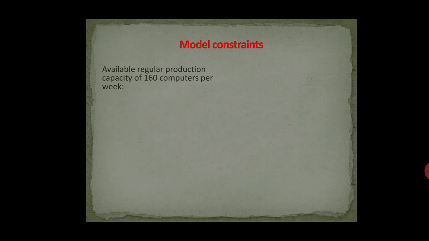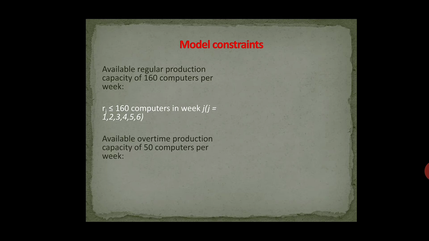So for the model constraints, available regular production capacity of 160 computers per week: R sub j is less than or equal to 160 computers in a week. Available overtime production capacity of 50 computers per week: O sub j is less than or equal to 50 computers in a week.